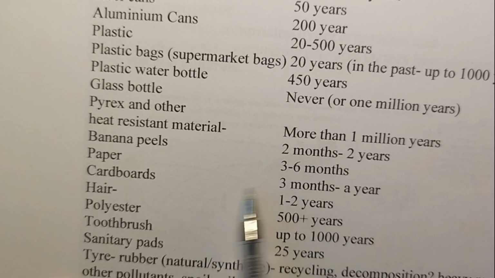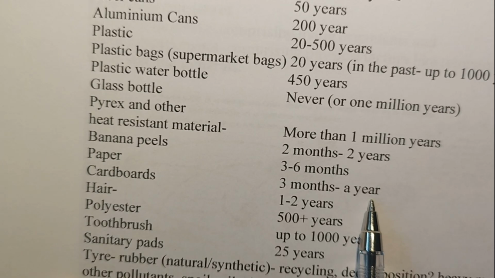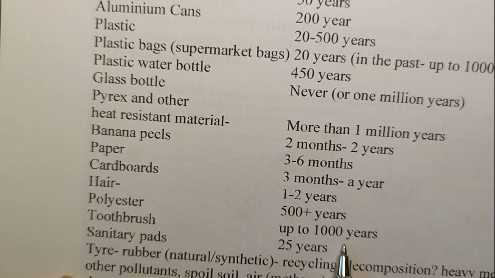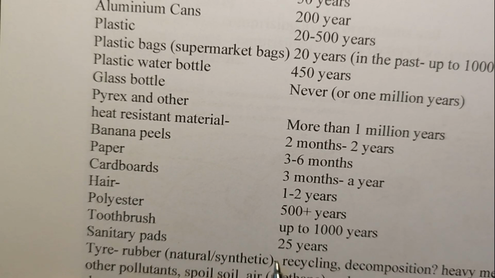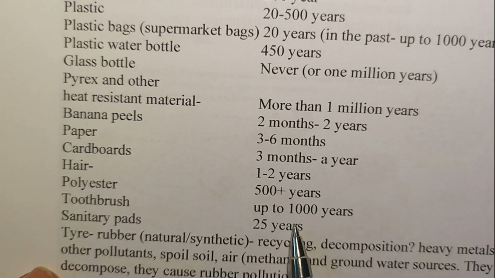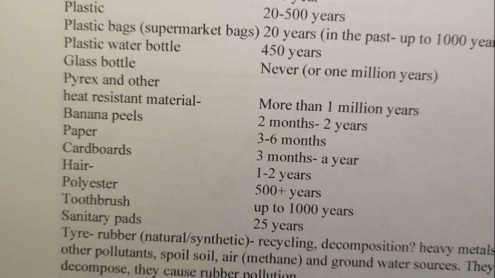Paper 3 to 6 months, cardboard 3 months to a year, polyester 500 plus years, toothbrush takes a long time, up to 1000 years. Sanitary pads are important because they are increasingly being used in society, and they can take up to 25 years, so proper disposal is important.